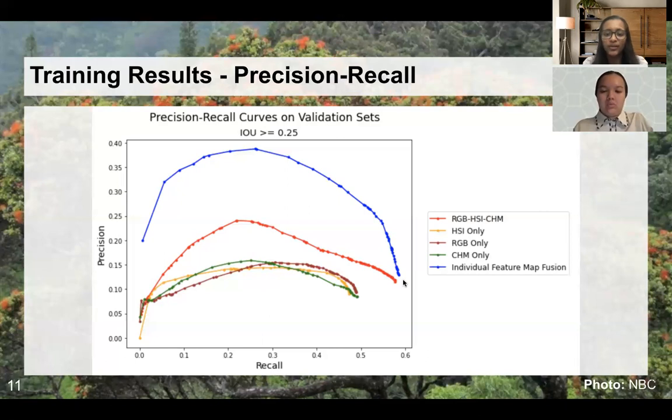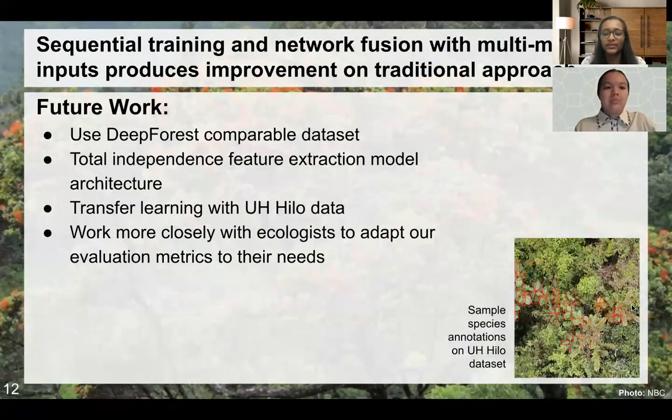Finally, this blue curve represents our second approach, which was the individual feature map fusion model, where we achieved a final precision of 0.4 and a final recall of 0.6. So we are very excited by these results, by both the sequential training and the network fusion with multimodal inputs, producing improvement on the traditional approach.